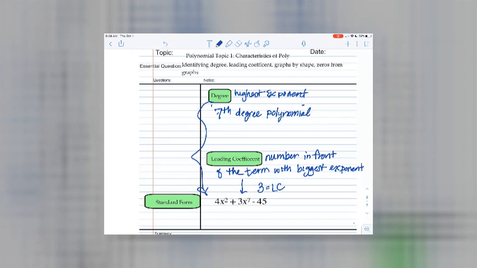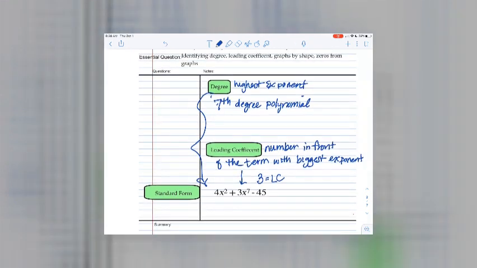So then I wrote in a little note over here, standard form. Standard form is what we like to call putting the terms in order from the biggest exponent to the smallest. So this one will go 3x to the 7th plus 4x squared minus 45. Now, if you put something in standard form, which is the way we like to see it, it has order to us, right? It goes from biggest to smallest.